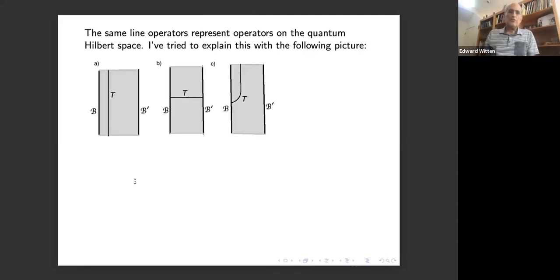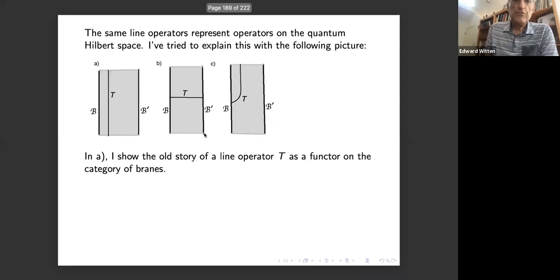I've tried to explain this here. On the left, as at the beginning of the talk, a line operator T is parallel to the boundary, so it acts as a functor on the category of boundary conditions. On the right, in B, I've drawn the same line operator running horizontally. We do need more information at its endpoints, and I'll discuss that in a moment, but let's ignore that for the moment.